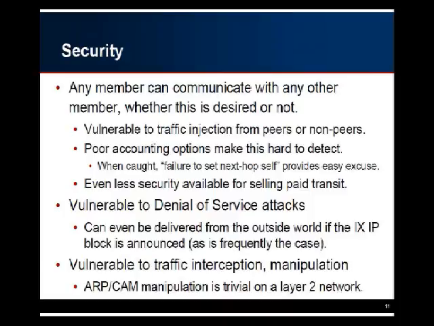And whenever we catch them, they say, oh, I'm getting a transit feed from someone else over the exchange, and they forgot to set next-hop-self, and so my next hops were pointing to you. Whoops, we'll fix that. Yeah, I'm sure that's exactly what happened there. So this is just generally a bad thing for selling transit. Like I said, it's vulnerable to denial of service attacks, and just generally a layer 2 platform is vulnerable to ARP manipulation, CAM manipulation, where you can disrupt MAC learning.